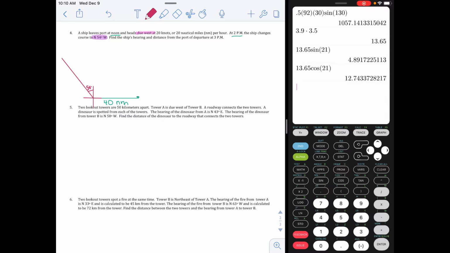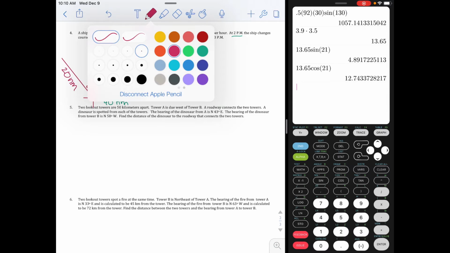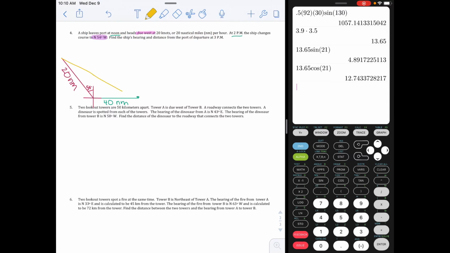And then I want to know for how long. So it's at 2 o'clock and then at 3 o'clock it says it stopped. So this is still going the same speed. Nothing has changed. So this is now 20 nautical miles. And it says, I want to find the distance back to the port. Okay, so that's the first question. So we want to know the yellow. I'm going to put an X here.